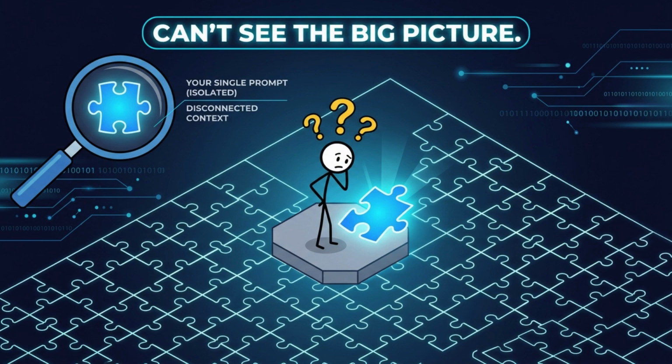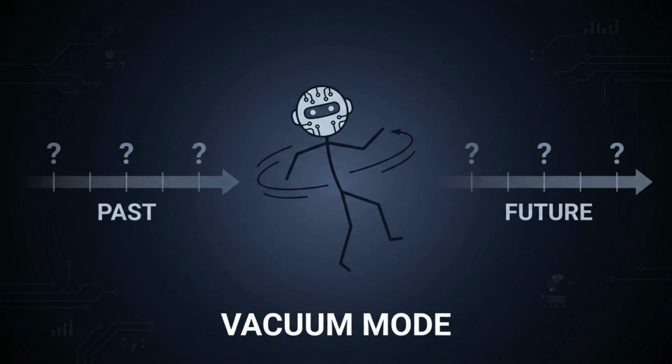Here's where it gets interesting. Even with a great prompt, your AI agent might still fail. Why? Because it can't see the big picture. It doesn't know what came before. It doesn't know what's supposed to come next. It's operating in a vacuum.